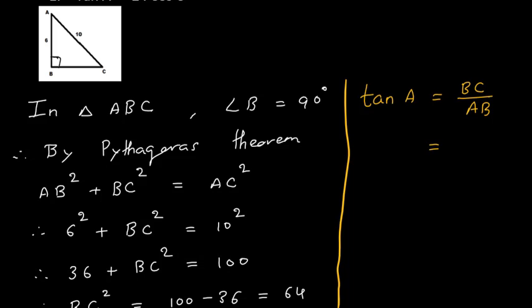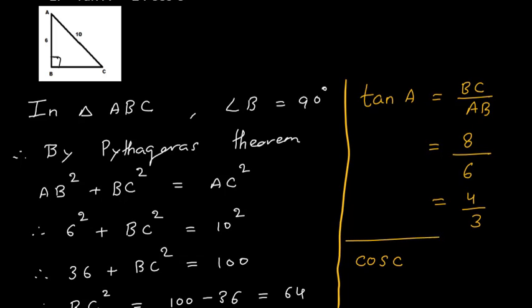So tan A is BC over AB. The value of BC we have just found out, it is 8, and AB is 6. So 4 upon 3, we can cancel with 2. So tan A is 4 upon 3.